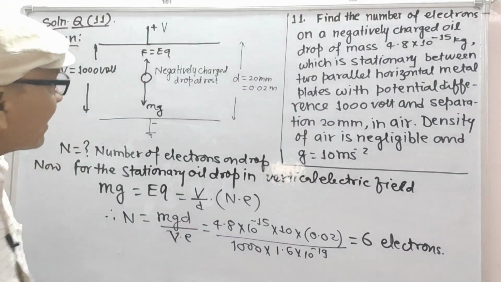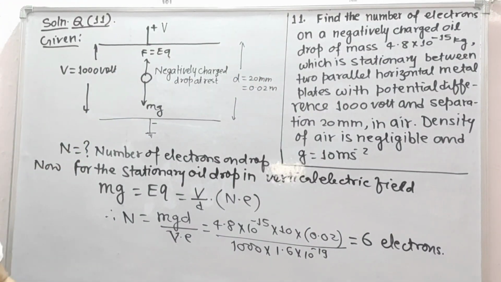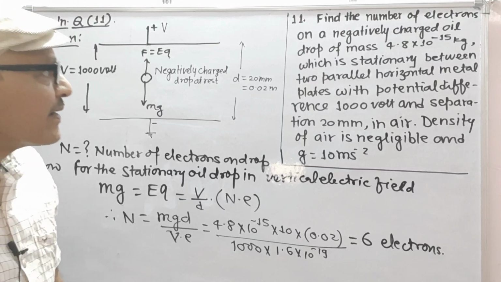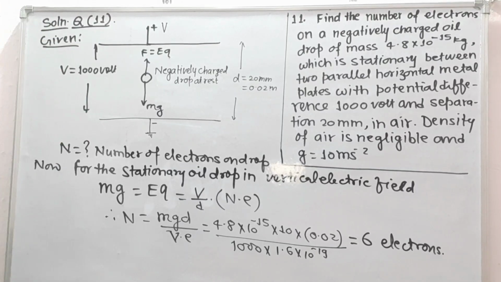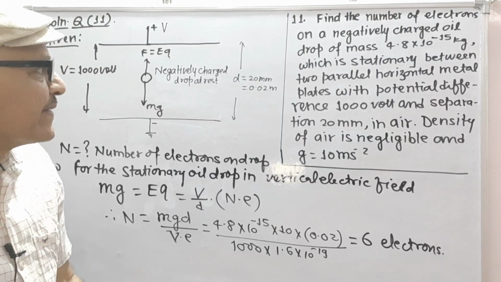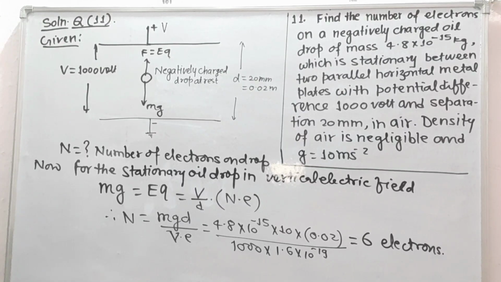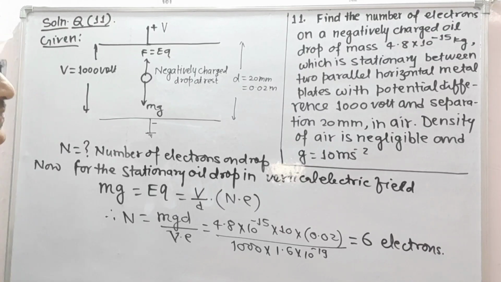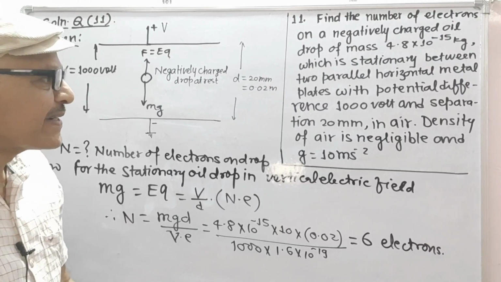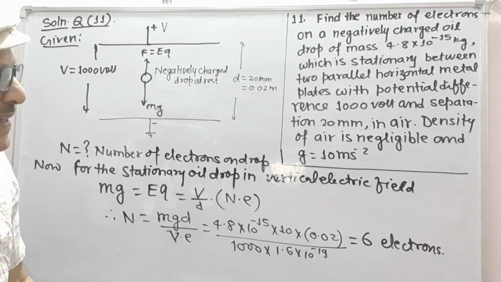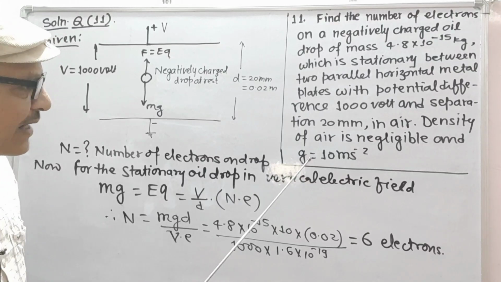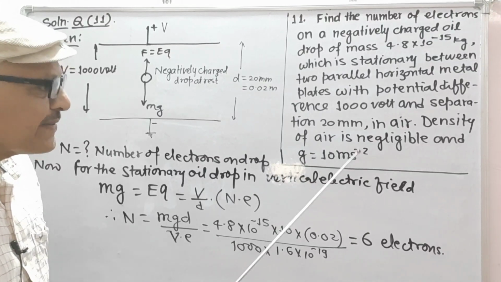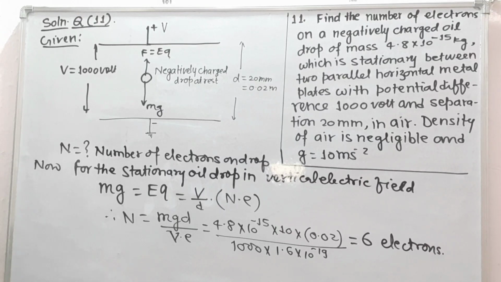Next, question number 11. The question is, find the number of electrons on a negatively charged ion drop of mass 4.8 into 10 to minus 15 kg, which is stationary between two horizontal parallel metal plates with potential difference of 1000 volt and separation 20 millimeter in air. Density of air is negligible and acceleration due to gravity, small g, is 10 meter per second square.